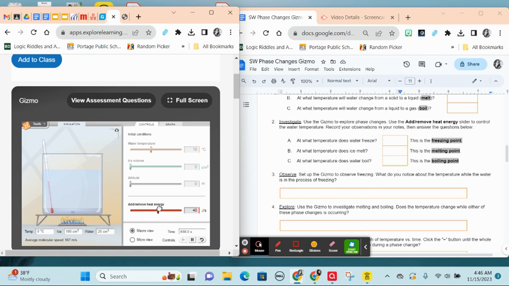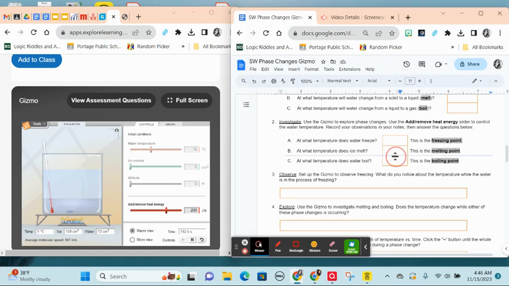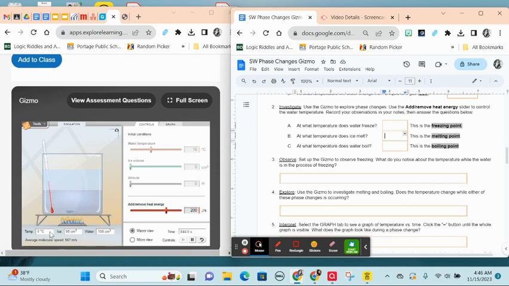Let's see if we can get that going a little faster. And it is melting at 0 degrees Celsius. So that's your letter B, 0 degrees Celsius. And we notice that the temperature is not changing. So this is your number 4. So while ice is melting, temperature does not change. So let's see if temperature changes during evaporation.